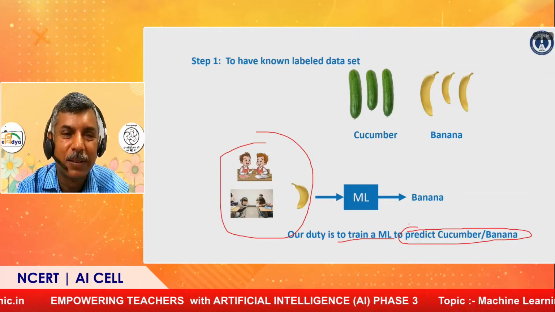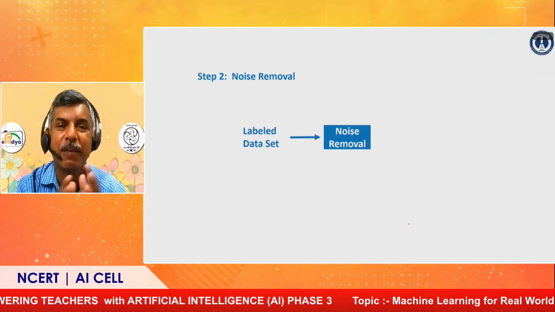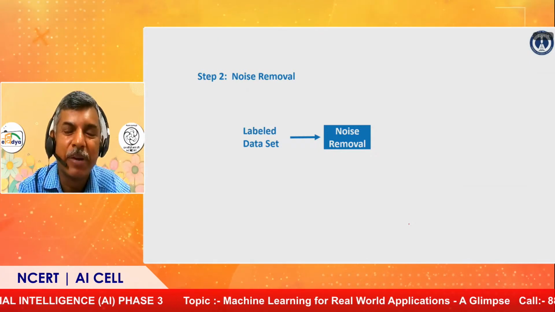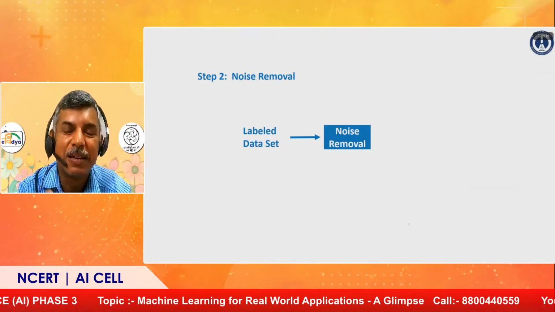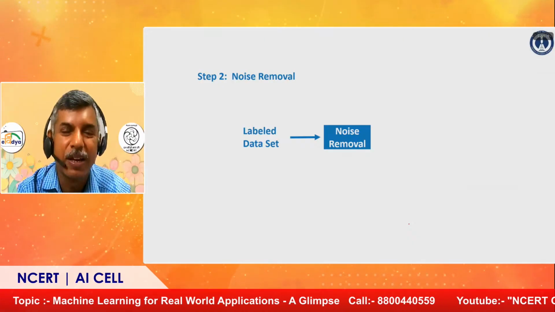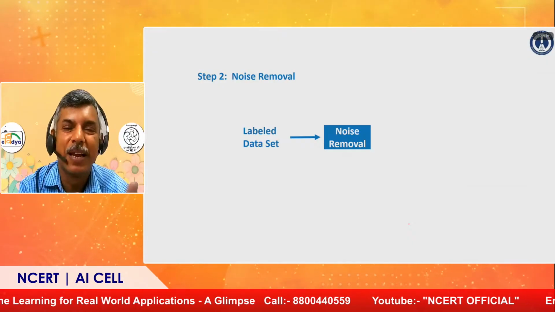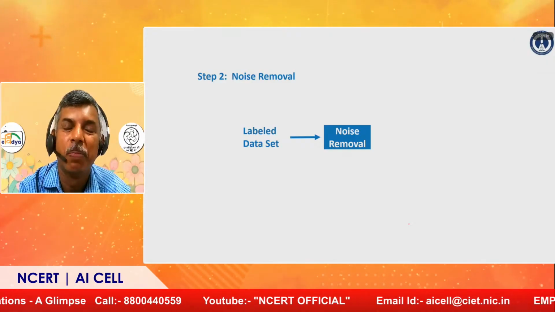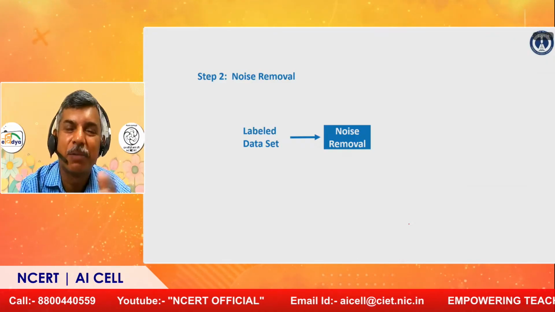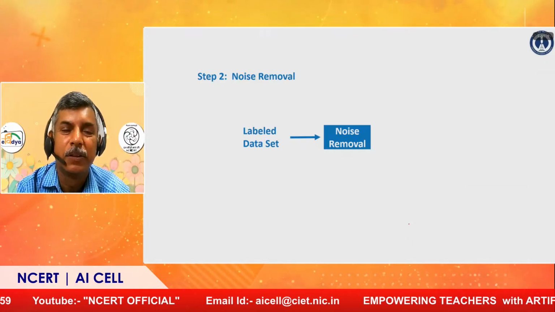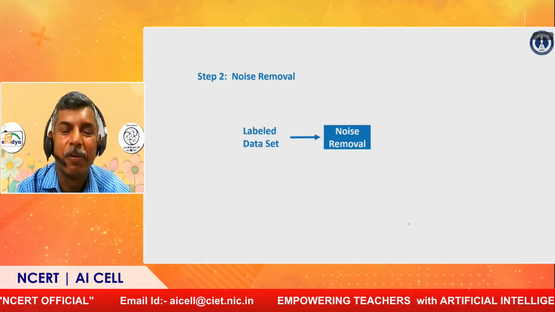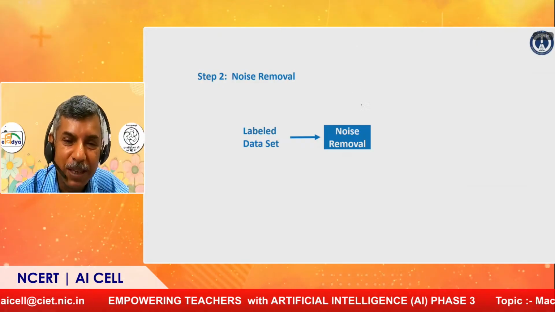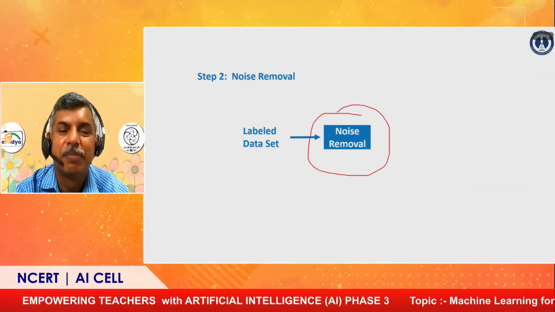So step 2 is, most of the time when we collect data like this, it will have noise. Certain images we think are laughing images may not be laughing images. Certain images we think are talking may not be talking. So some noise will be there. With any sensor data, any temperature sensor or any other sensor we take, we have something called noise in the data. So before you try to apply any machine learning, your duty is to remove the noise. Noise removal is an important component in machine learning.